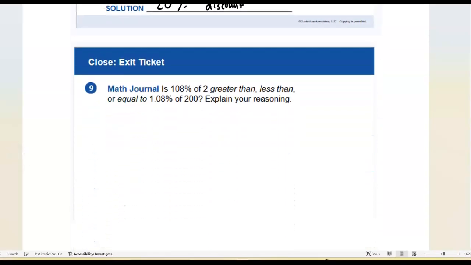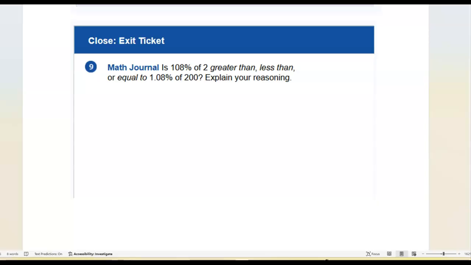All right. You've got an exit ticket. Is 108% of 2 greater than, less than, or equal to 1.08% of 200? So you're basically just saying 108% times 2, or 1.08 times 2. See what that is. And then 1.08% of 200, 1.08% times 200. Again, you've got to change this to a decimal, 0.0108 times 200. See which one is greater than, less than, or equal to the other.